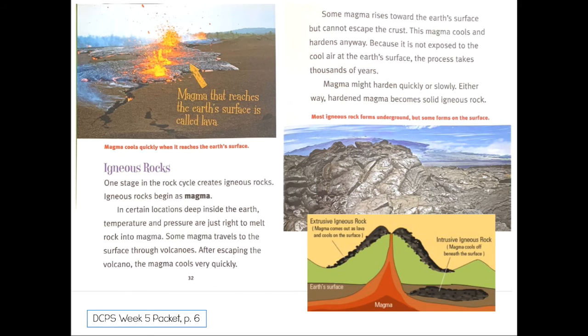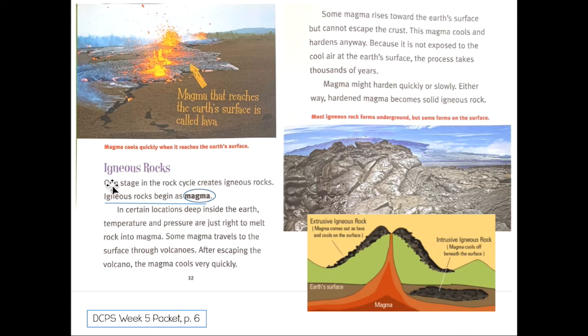Here we are on page 6 of our packet, looking at our text about igneous rocks. Again, we're very familiar with this text. We've been working with it all week. So let's look again and see what jumps out at us about how igneous rocks are created.